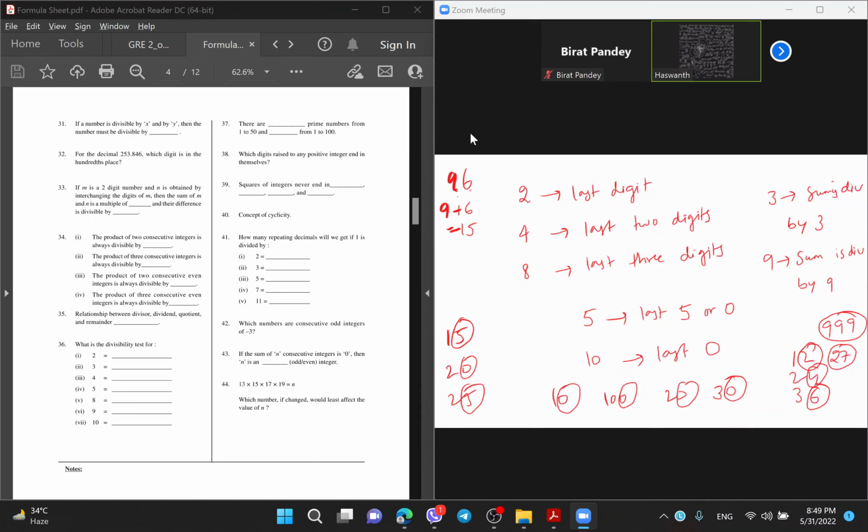For 4, the last two digits must be divisible by 4. For example, take 164. The last two digits are 64. They are divisible by 4. So we say 164 is also divisible by 4.